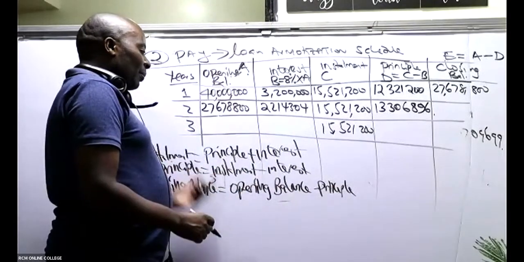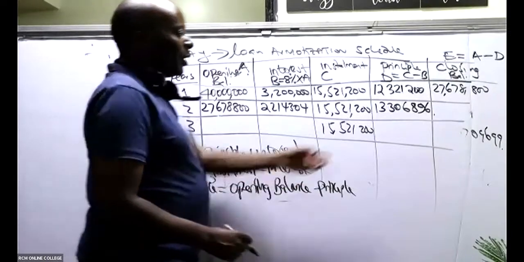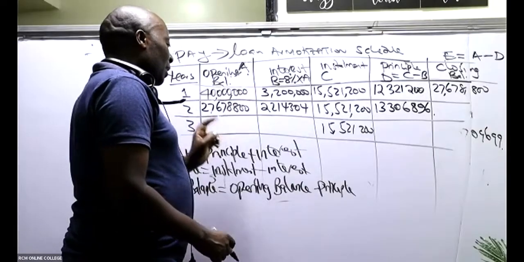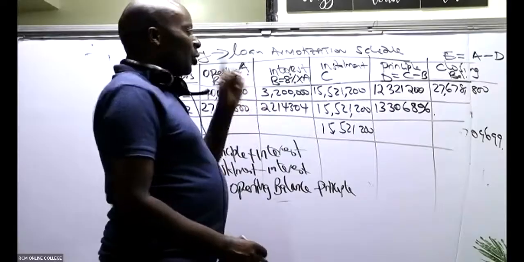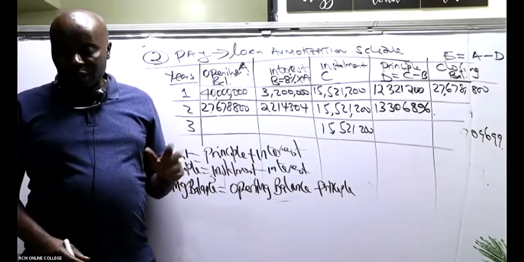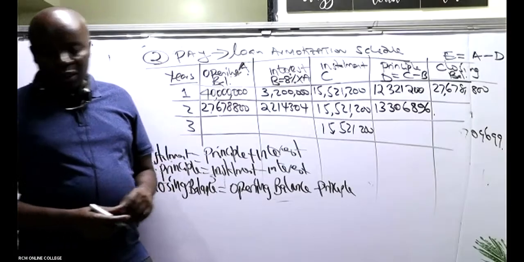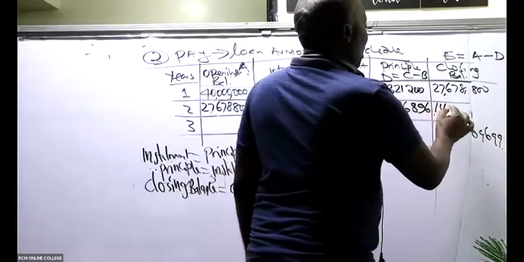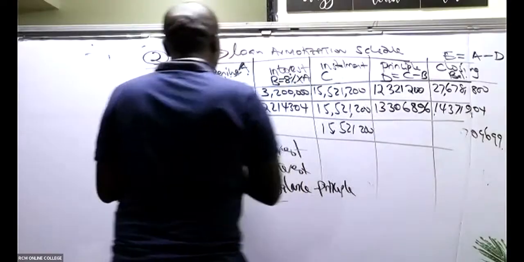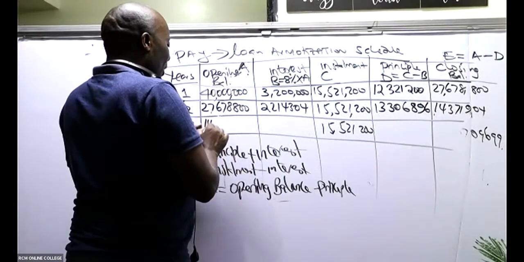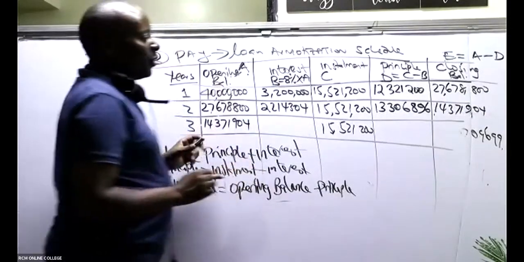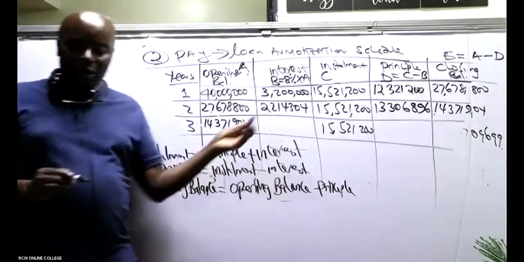Closing balance, you take the opening balance minus the principal. So the figure that you have there in your calculator, you will simply say the opening balance minus that answer. You should be able to give us the closing balance for year 2. And we are almost finishing now, which according to Mumbi, is 14,371,904. That is where I am landing here.